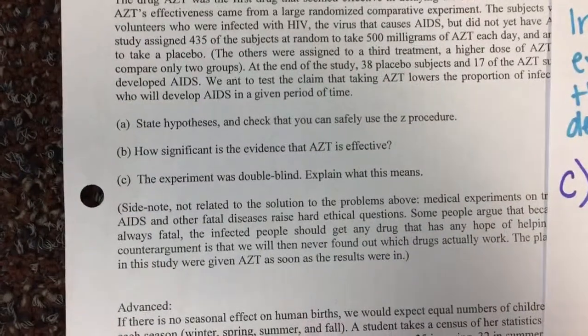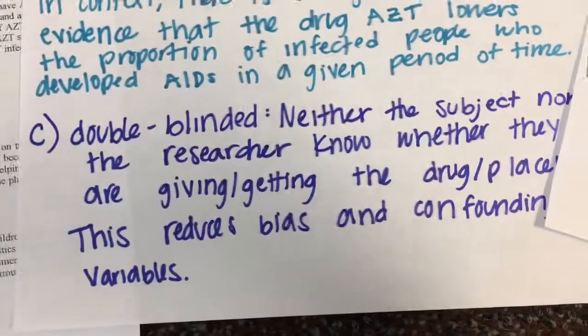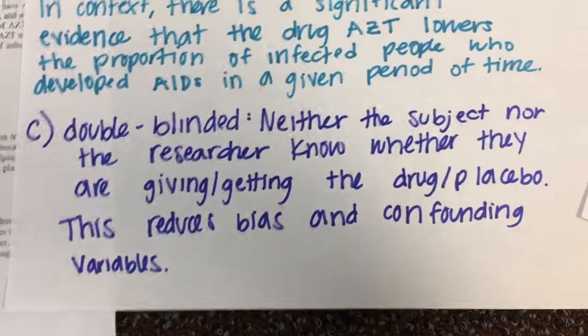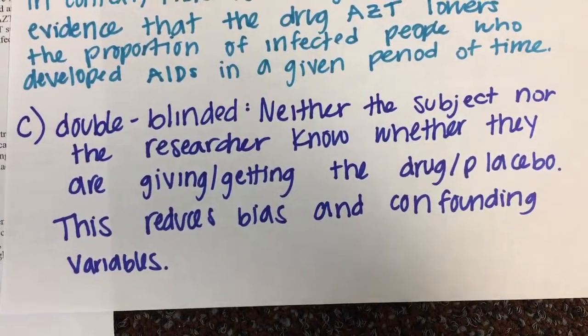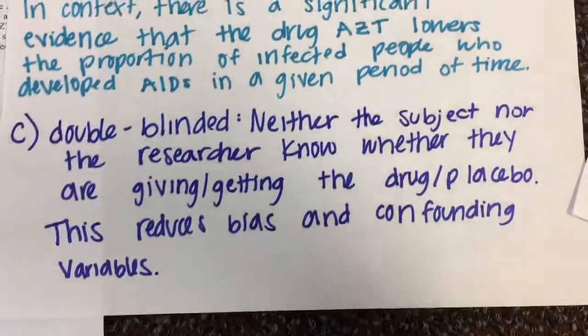Part C says the experiment was double-blinded, and it wants us to explain what this means. Double-blinded means that neither the subject nor the researcher knows whether they are getting or giving the drug or placebo. This reduces bias and confounding variables within the test.